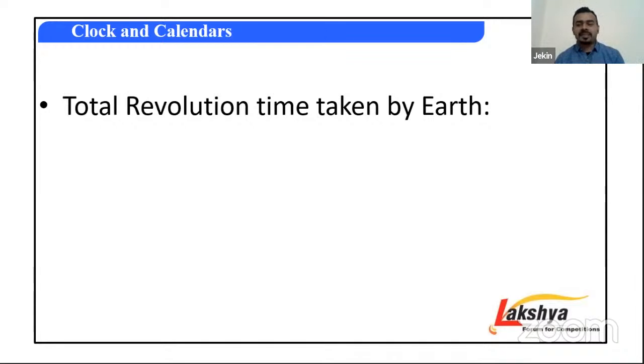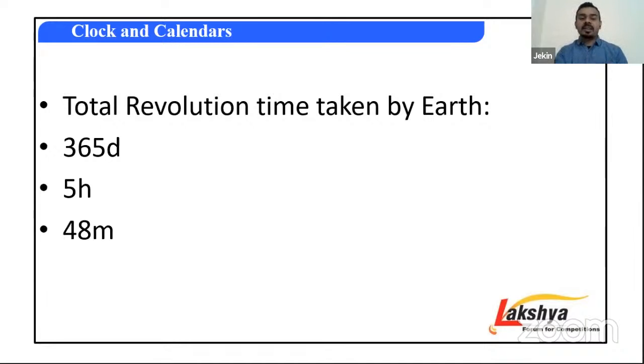Interesting, right? So the answer is the total revolution time taken by Earth is not 365 days, but it's more. It is of course 365 days, but what's the additional part of it? There is an additional 5 hours, an additional 48 minutes, and an additional 46 seconds more to 365 days. Therefore, the total revolution time taken by Earth to revolve around the Sun is 365 days, 5 hours, 48 minutes, 46 seconds. What does that mean? You have an additional 5 hours, 48 minutes, 46 seconds.